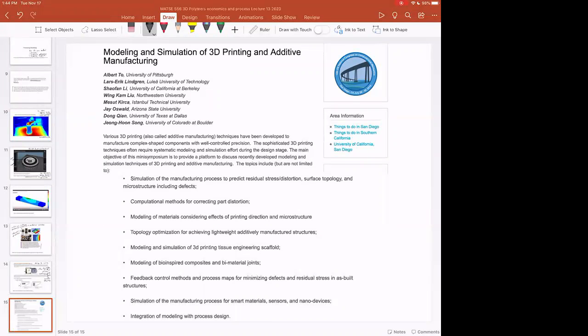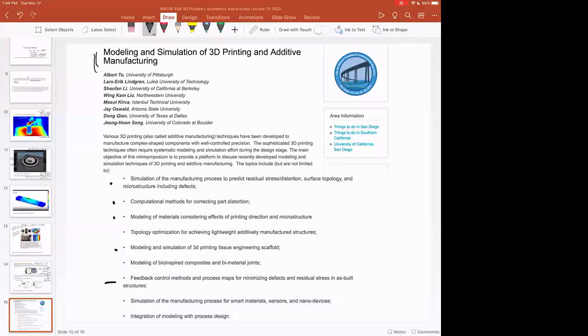In terms of modeling and simulation of additive manufacturing, this is a big field. And I just wanted to point out that there's whole conferences on this. These are some of the topics that folks are interested in. So computational methods for correcting part distortion in design, or simulating the manufacturing process to get residual stress or microstructure, modeling and simulation of biological tissues, topology optimization, which we already talked about, feedback control.